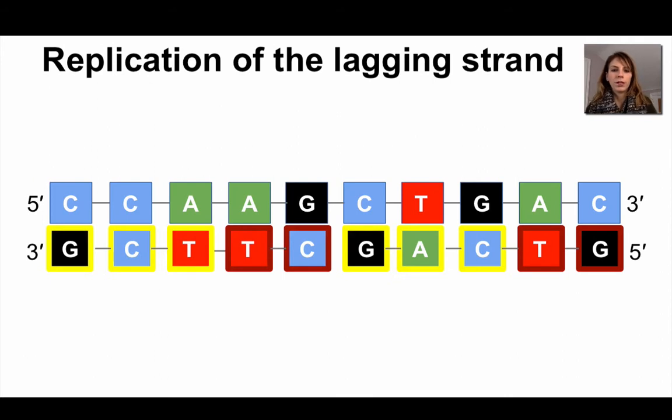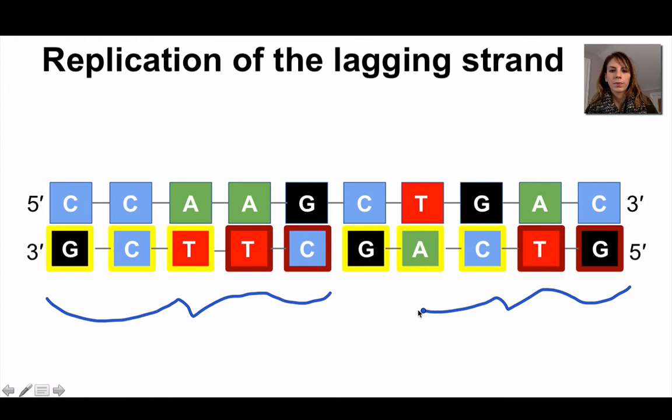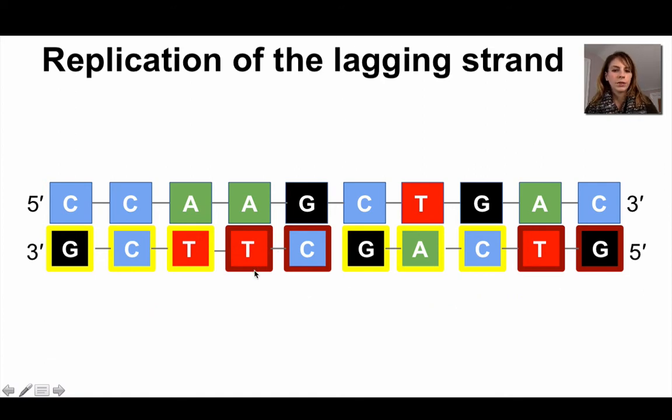Okay, so what I've shown here is two Okazaki fragments. I've got one fragment here, and I've got a second fragment here. And each of these fragments has its primer shown in the maroon, and the new DNA is shown in yellow. Okay, so what's going to happen is there's going to be a polymerase that comes in and it's going to remove this primer. So that's what we're going to see next.